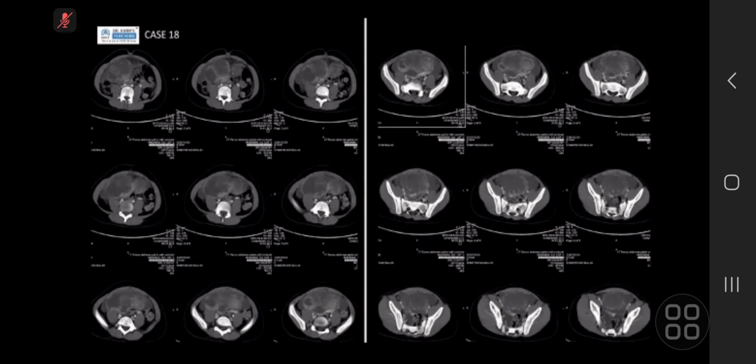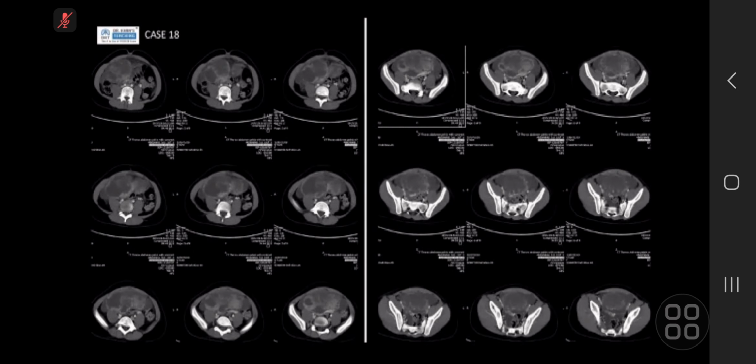So I would like to do a tumor marker correlation like AFP, beta HCG, and I would like to compare with previous imaging, inform the referring clinician and pediatric gynecology or pediatric oncology MDT for further management of the lesion, and do CT chest for any metastasis. Good. Okay, so thinking of yolk sac, any germ cell tumors. Yeah, good.